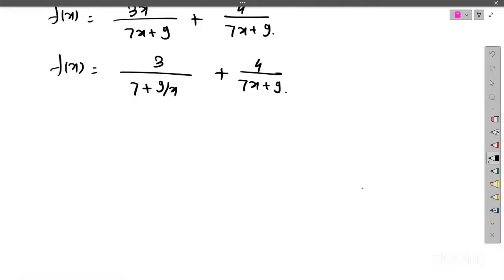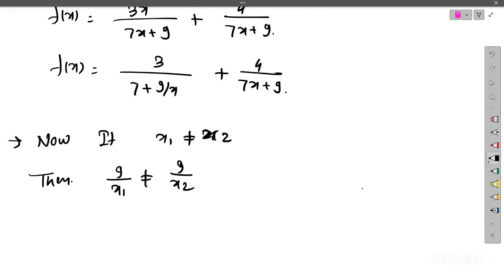So now if we take x1 not equal to x2, then obviously 9 by x1 is also not equal to 9 by x2, and 7x1 plus 9 is also not equal to 7x2 plus 9, because it's an obvious thing. If you take two real numbers and compute 9 by x1 or 9 by x2, those two numbers will be distinct, right? And a similar thing here also, that 7 of x1 plus 9 is also not equal to 7 of x2 plus 9.